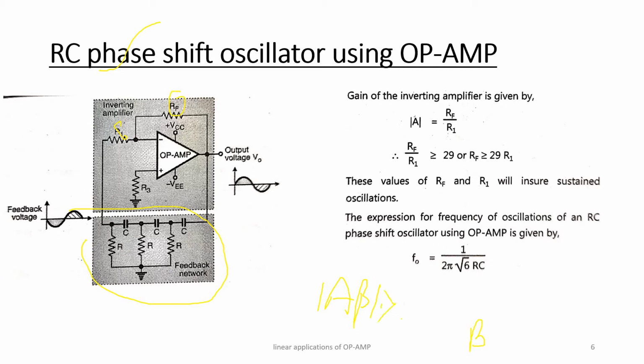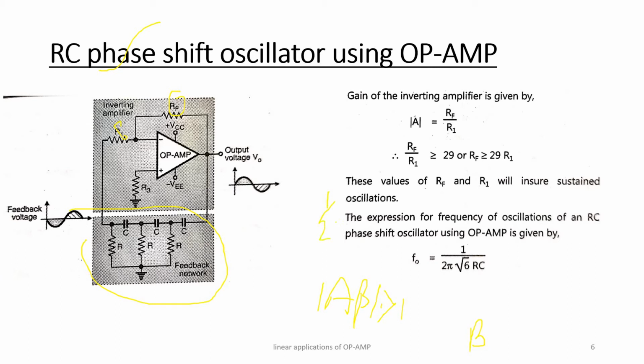than 1. The values of RF and R1 should be decided such that the modulus of A into beta is greater than 1. It can be proved that the value of the feedback factor beta at the frequency of oscillation is beta equal to 1 by 29.